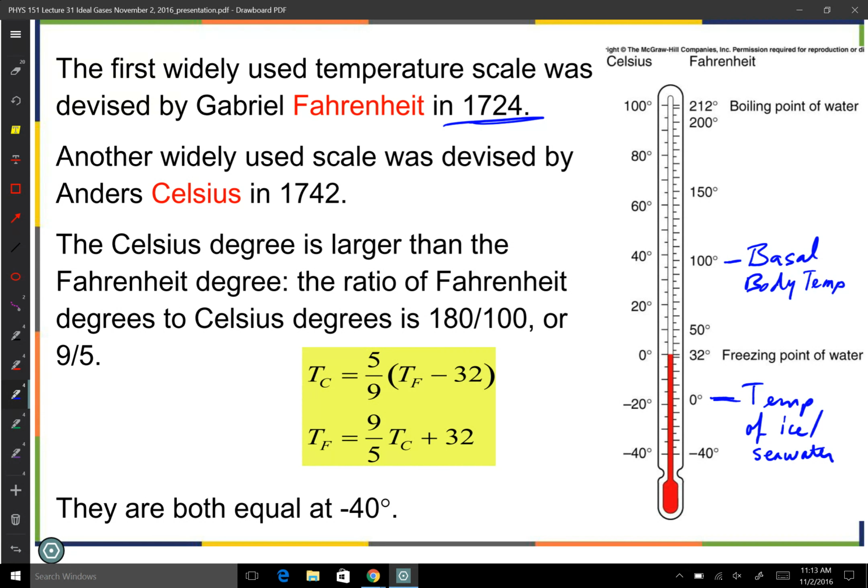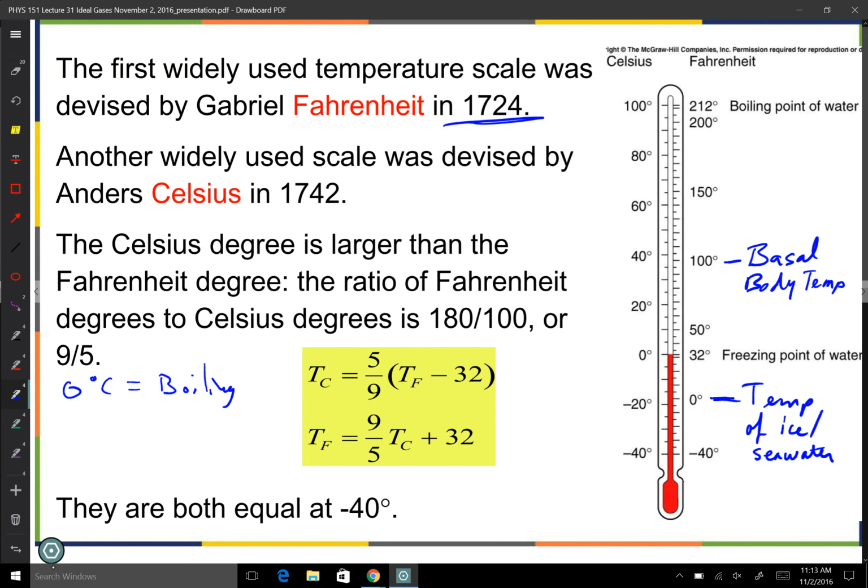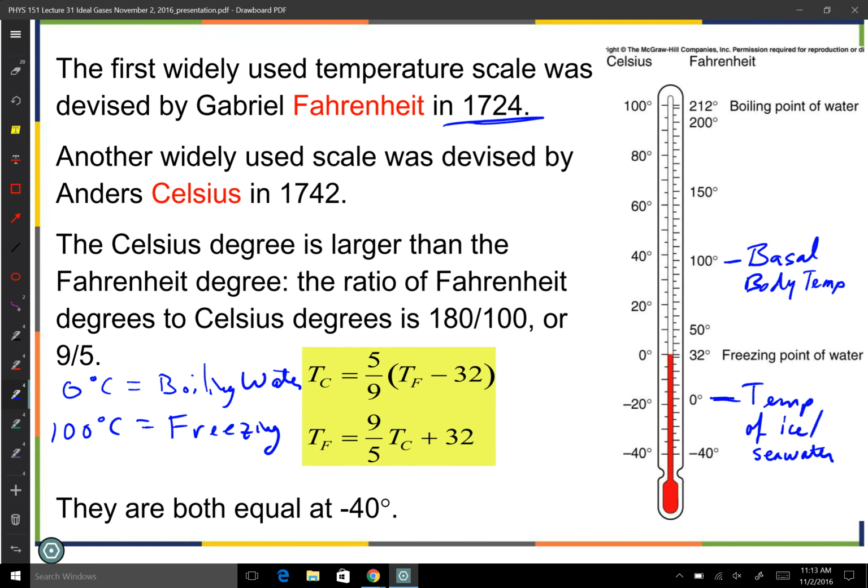Anders Celsius said, let's make something that's a more reproducible calibration system. And so Anders Celsius said, I'm going to take for my reference points 0 degrees Celsius equals the temperature of boiling water. Freezing water. And 100 degrees Celsius is equal to the temperature of freezing water. I did not make a mistake. I know you all think I did. So that was his scale.